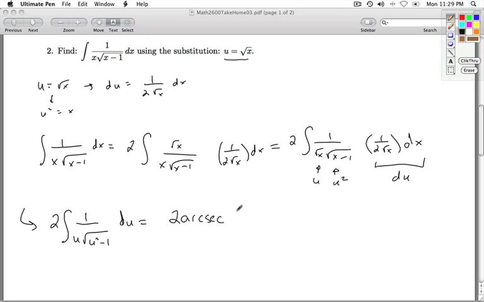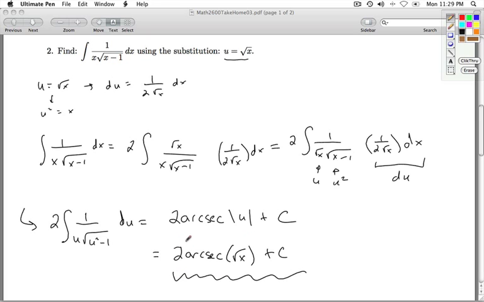And because of how our book defines the range of the arcsecant, we need absolute values here. But since the u was the square root of x, we can drop those absolute values. So we get 2 times the arcsecant of square root x plus c.